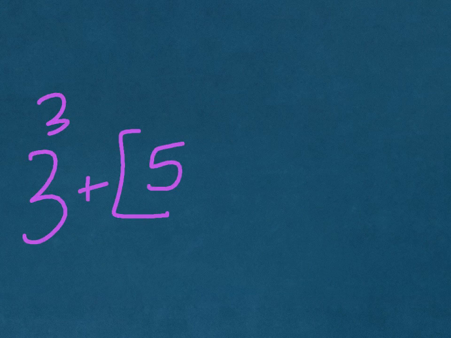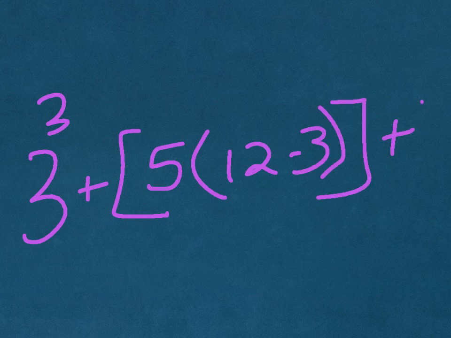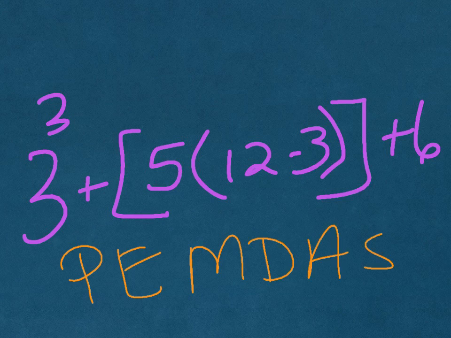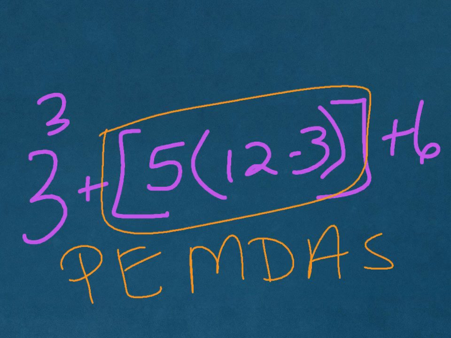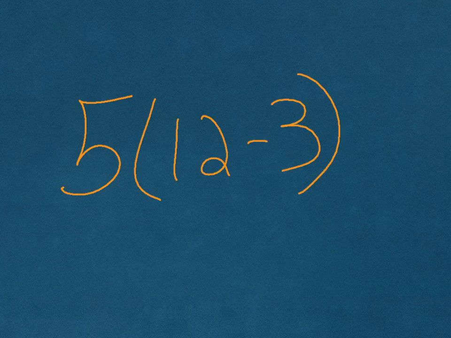If the students are given the example, 3 cubed plus bracket 5 parenthesis 12 minus 3 parenthesis bracket plus 6, and they are asked to simplify it. Well, first thing the students would do would be use PEMDAS, and in the order of PEMDAS, parentheses come first. In this case, the parentheses are actually the brackets. So the problem the students actually have in front of them is 5 parenthesis 12 minus 3 parenthesis.